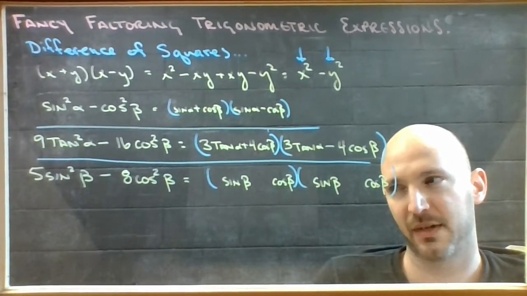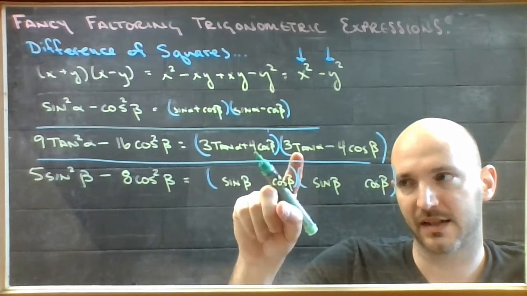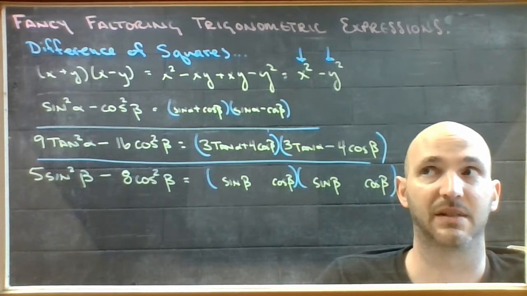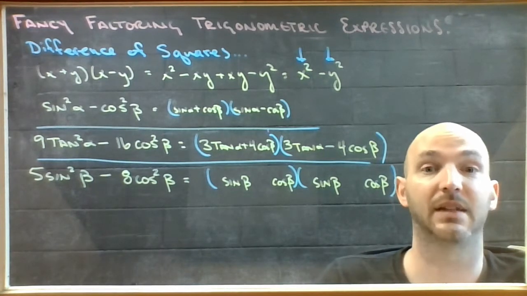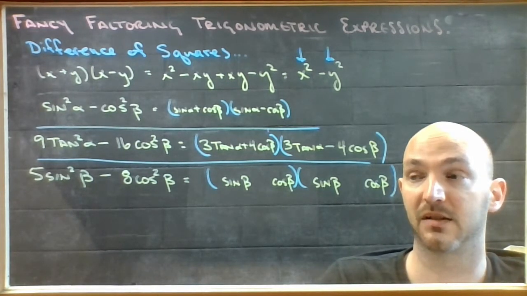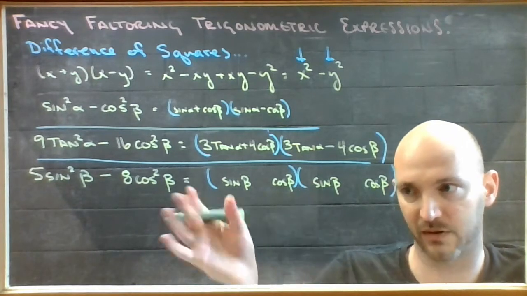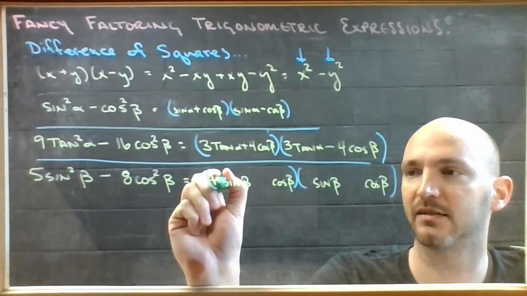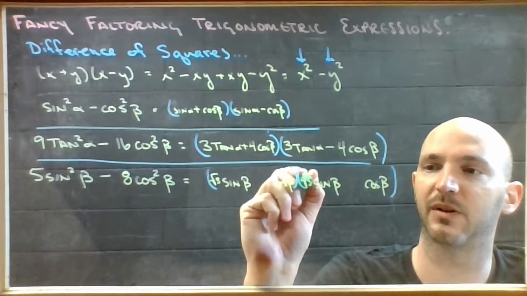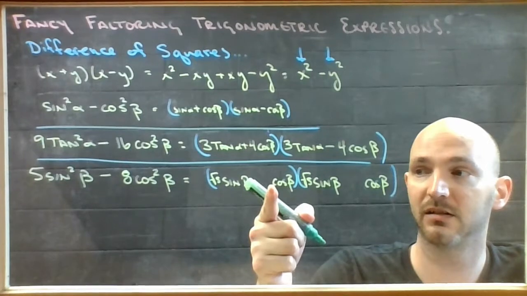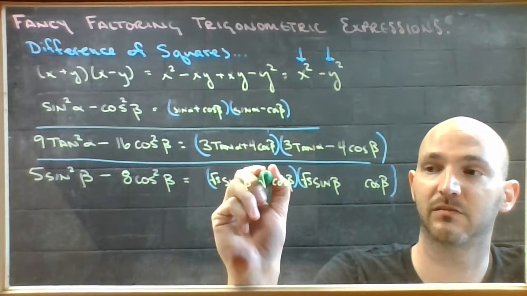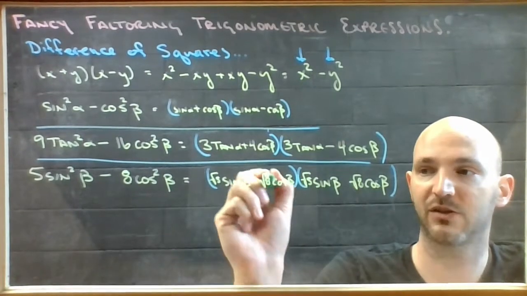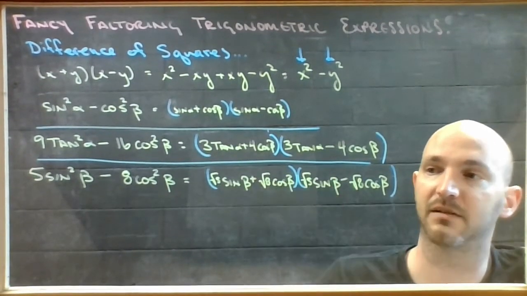I'm going to have to ask myself, what times itself gives me 5? Well, that's not a clean number. It's going to be some awful decimal. And I'd put it in the calculator by doing the square root of 5, and it would spit out that awful decimal. But save yourself some energy. Just write that: square root of 5. Square root of 5, and here would be the square root of 8. And to finish, one is positive, one is negative.